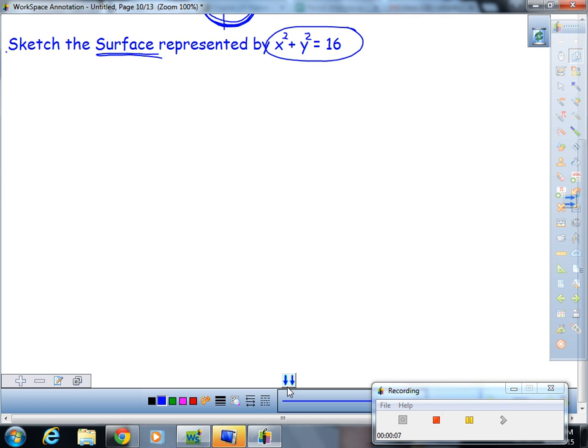So, again, the best we can do is just sketch this. So you don't have to be a perfect artist. Believe it or not, I'm not. And that's a total joke. I'm awful at art.